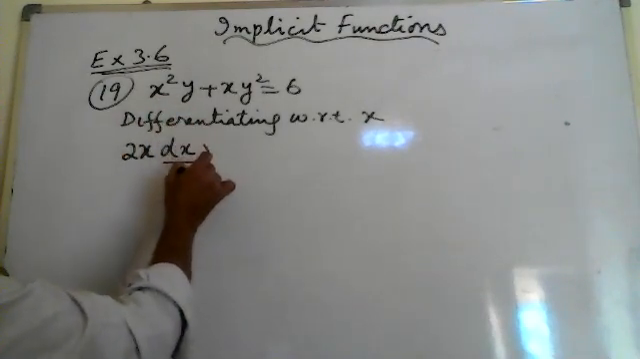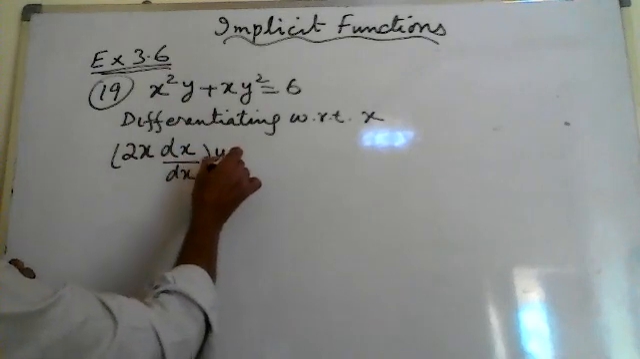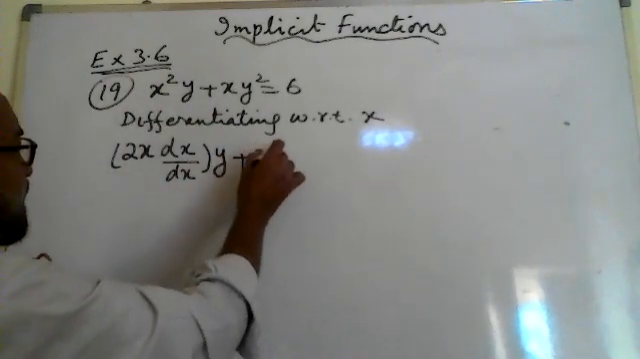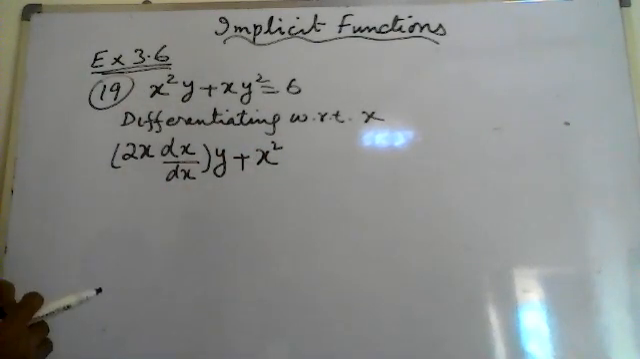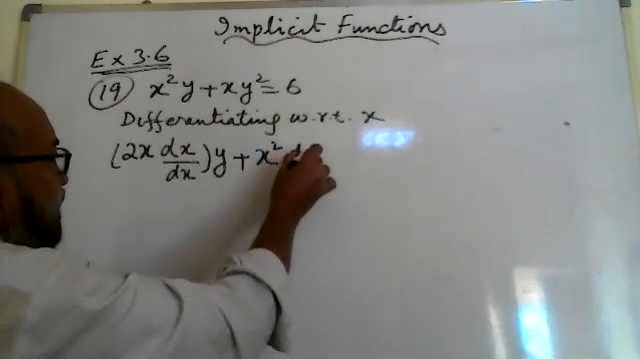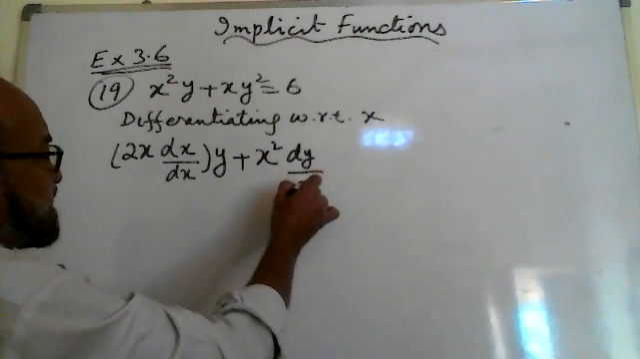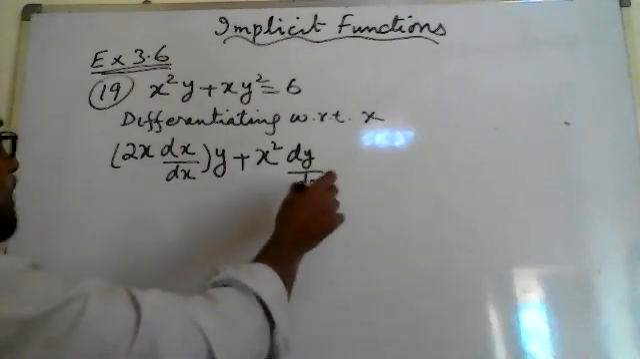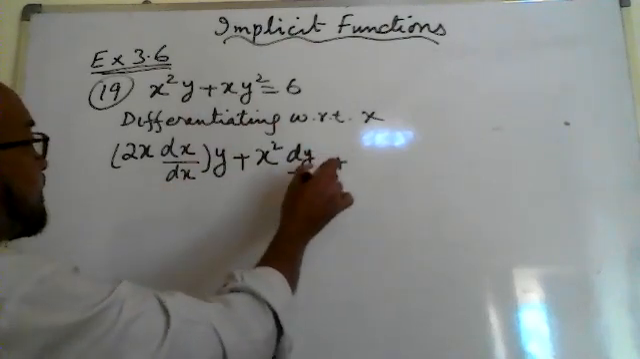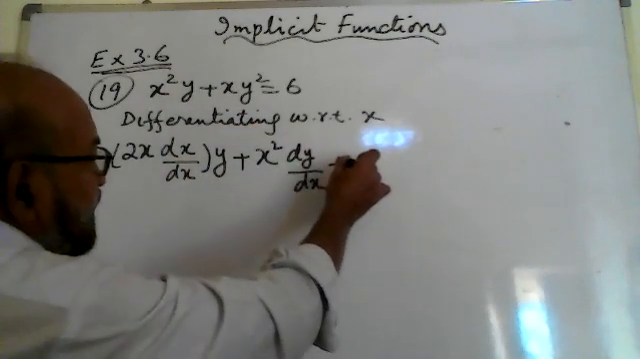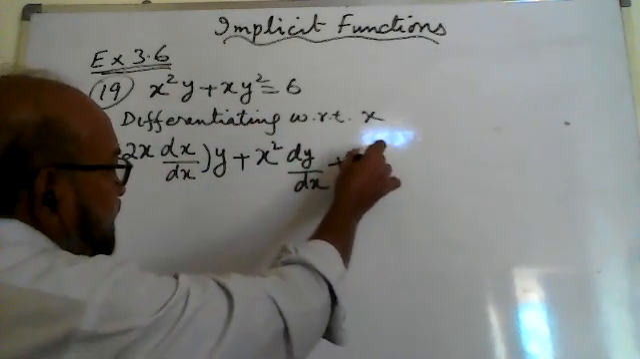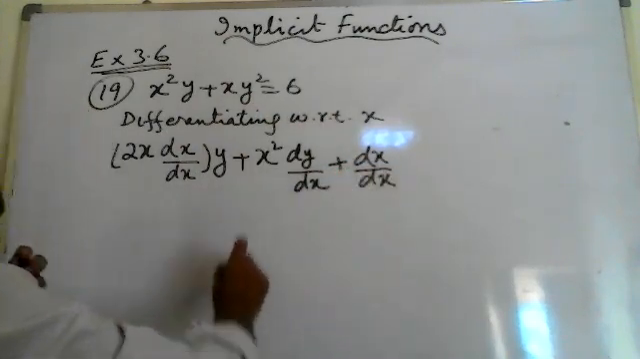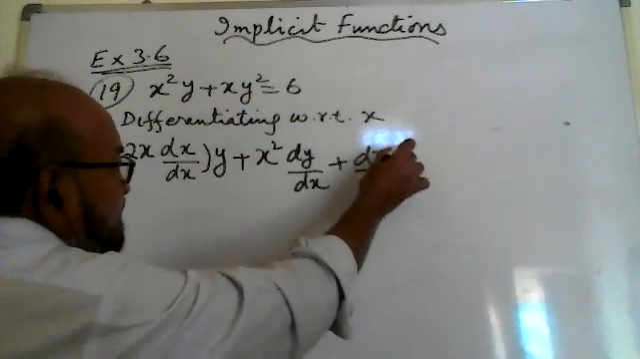This is the derivative of the first function into y, plus we will write the first function x square into the derivative of y, so dy with respect to x upon dx, plus the second one: the derivative of x will be 1, into dx upon dx, into y square, the second function.